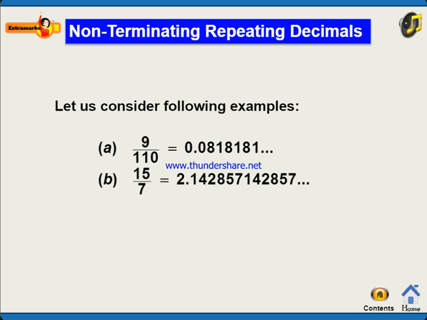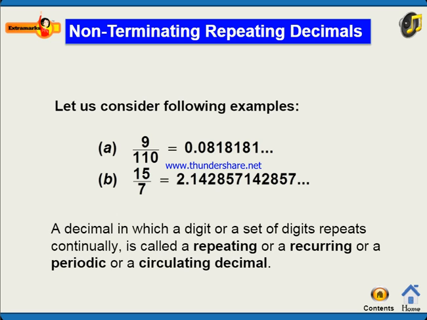Let us consider following examples of non-terminating and repeating decimals. A decimal in which a digit or a set of digits repeats continually is called a repeating or a recurring or a periodic or a circulating decimal.